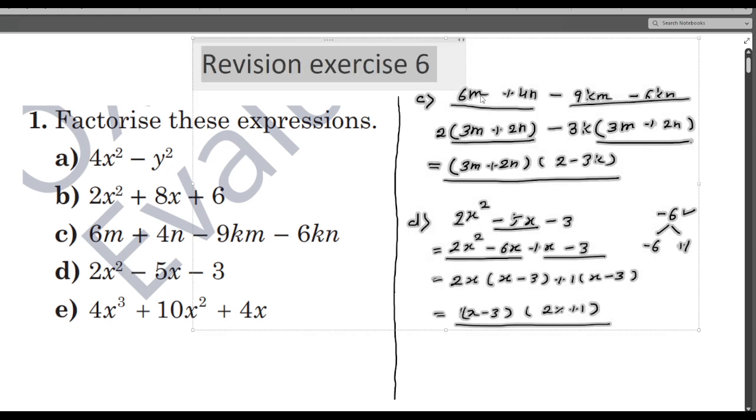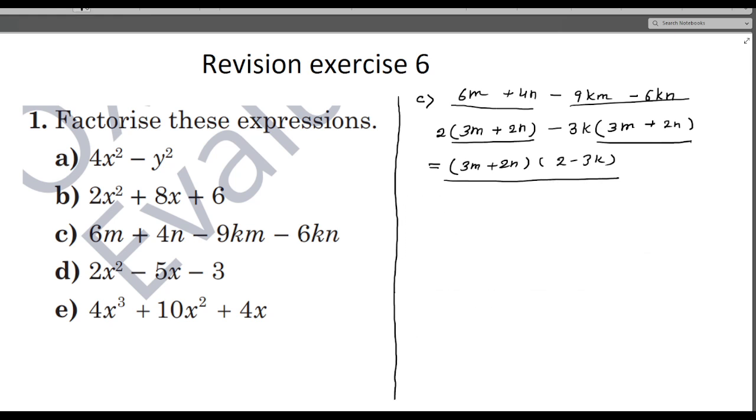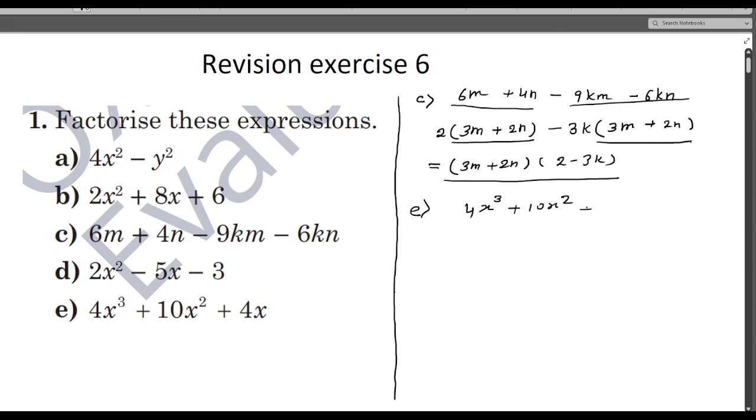Now let us discuss question E. Only this D part I will remove. In question E we have a cubic expression, 4x cube plus 10x square plus 4x. From all the numbers you can take 2 common, and from all the variables you can take x common. So take 2x common, and the remaining part is 2x square plus 5x plus 2.